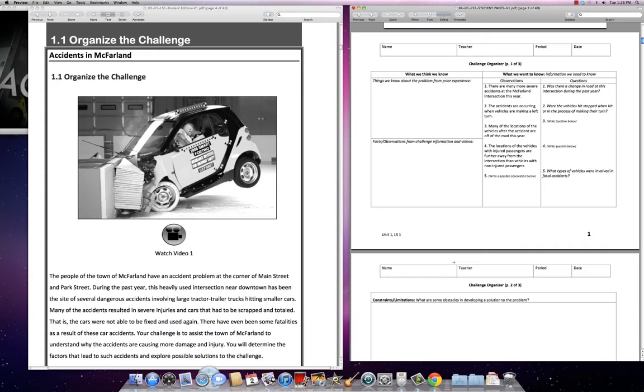The purpose of this lesson is to introduce the accident challenge through a combination of video and text to provide students the context for their investigation. Students will learn that the town of McFarland has been having many severe truck-car accidents at their downtown intersection, and that the town wants more information on how to reduce the number of these accidents.